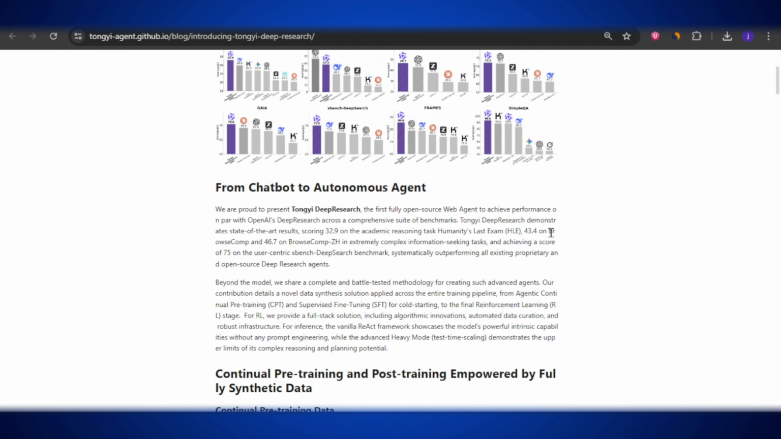That's huge. Then on other benchmarks like BrowseComp, Xbench DeepSearch, WebWalkerQA, and FRAMES, it also delivered really strong results. These aren't easy tests. They involve deep reasoning, online browsing, and multi-step problem solving. And Tongyi DeepResearch showed it could handle them all.